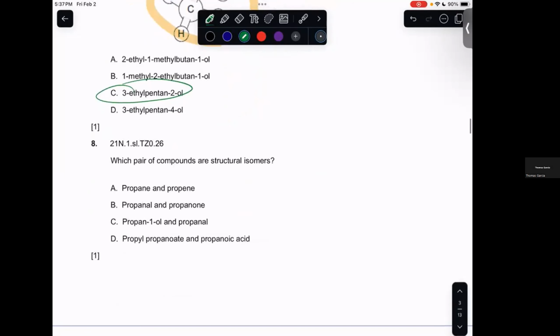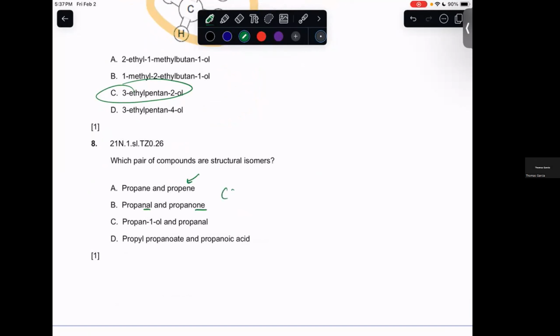Moving on, which pair of compounds are structural isomers? Structural isomers. So once again, with structural isomers, we really just have to figure out how we can move the things around. So propane and propene are not, because these are not even isomers. They have different number of hydrogens. Propene is going to have 2 less. Propanal and propanone. Ooh.